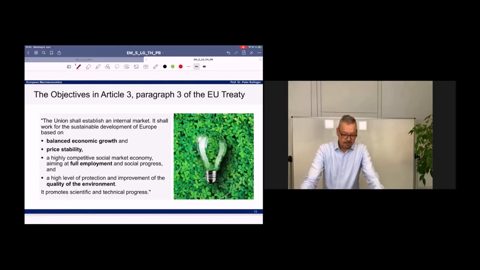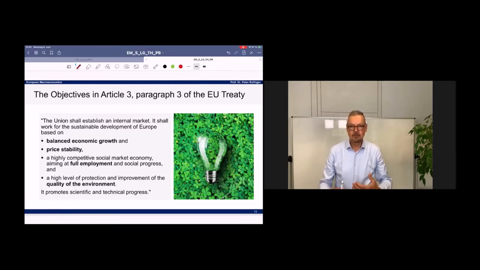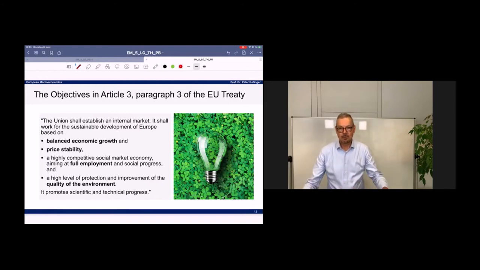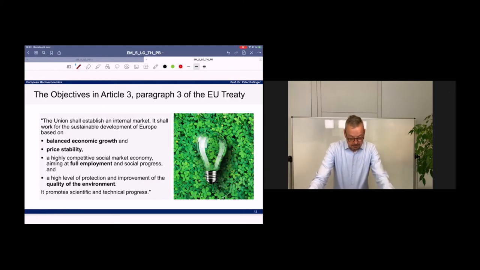of the European Union. And this Article 3 says, the Union shall establish an internal market. It shall work for the sustainable development of Europe based on balanced economic growth, price stability, a highly competitive social market economy aiming at full employment and social progress, and a high level of protection and improvement of the quality of the environment. So the objectives here remind us of the objectives of the general macroeconomic equilibrium. So in addition to price stability, of course, unemployment also matters, and balanced economic growth. I think we also talked about these objectives in our very first lecture.